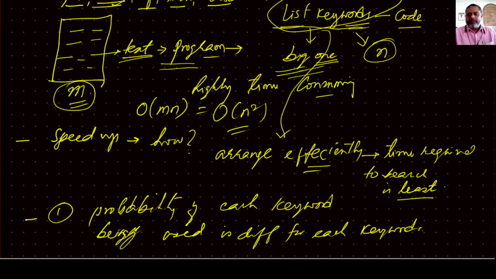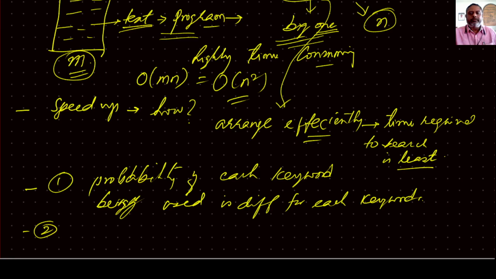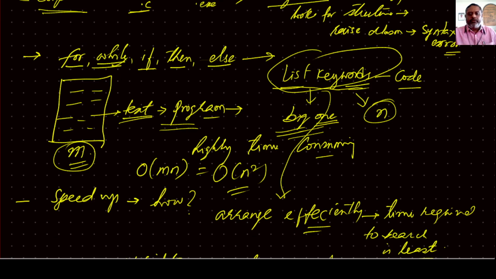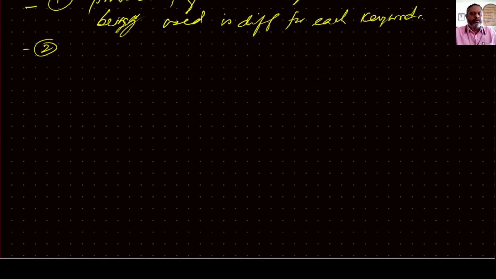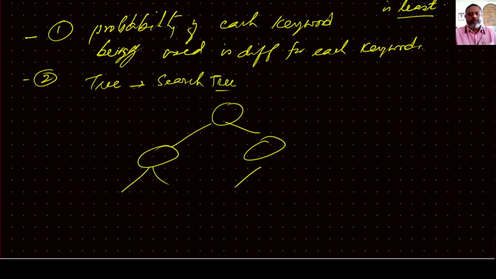So the next issue is this list, how do you want to present it? Of course it has to be better presented in the form of a tree and helpful in searching. Therefore it has to be a search tree. Search tree means a node here, a node here. So usually we prefer binary.